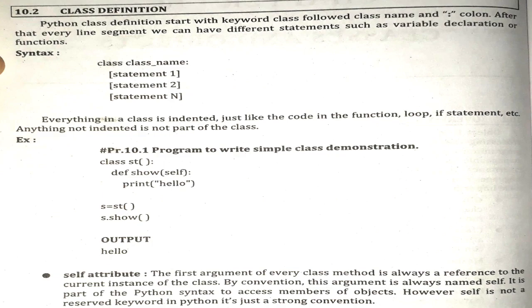Self is not a reserved keyword in Python, it is just a strong convention. It is not a keyword, so we can use it as a variable name also, but most of the time try to avoid that, otherwise it will create ambiguity. I hope this is clear to you: how to create a class, how to create a method inside the class, how to create an object of a class, and how to call the method of the class. These four things we have learned from this slide.